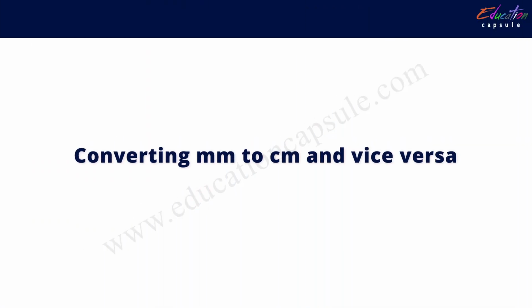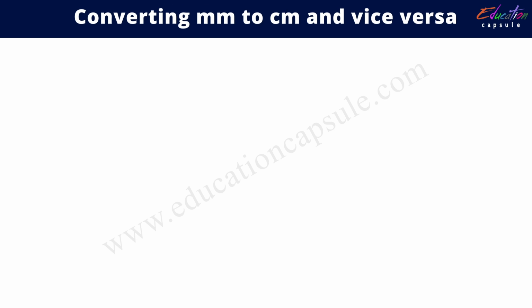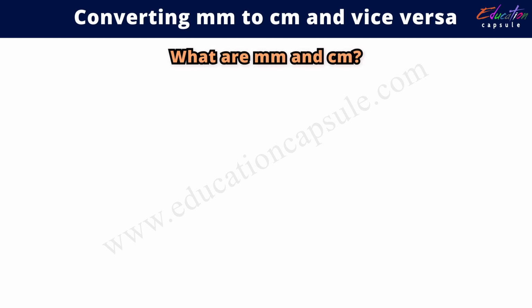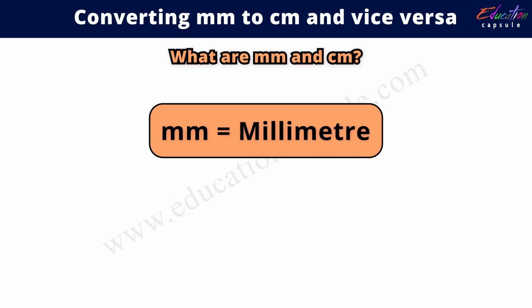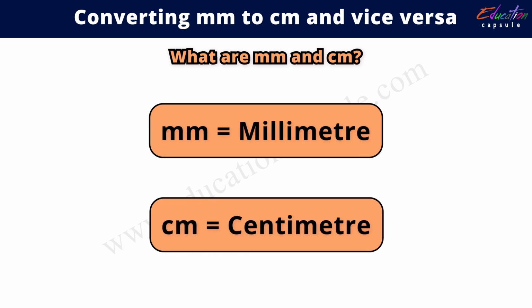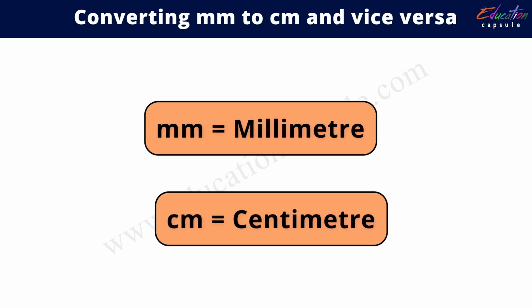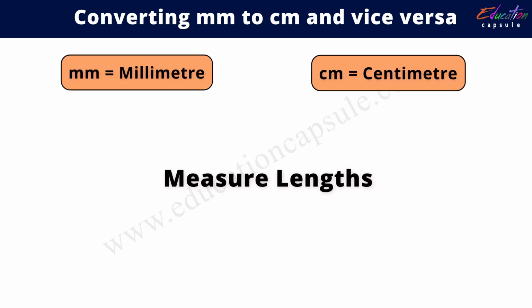Hi, today we are going to learn about converting millimeters to centimeters and vice versa. Now, what are millimeters and centimeters? mm is the shorthand for millimeter and cm is the shorthand for centimeter. mm and cm are both used to measure lengths.